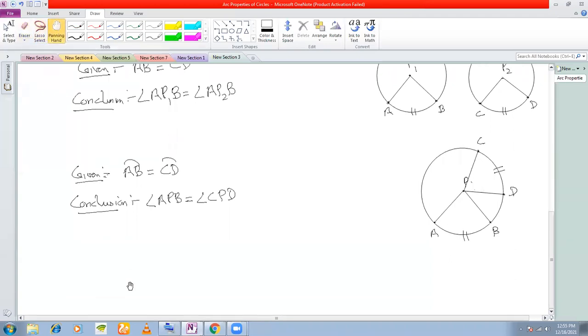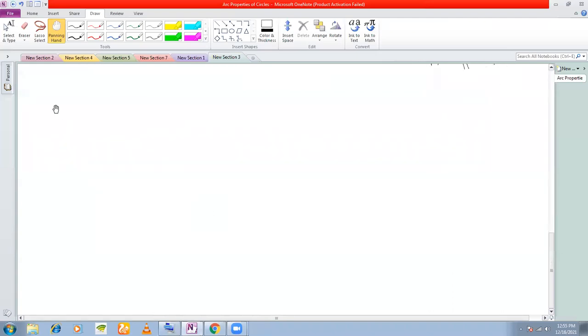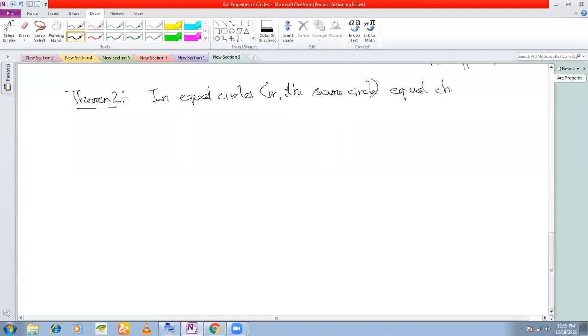Okay. Second theorem from arc properties. This theorem relates a chord with an arc. So the theorem is: in equal circles or in the same circle, equal chords cut off equal arcs. Equal chords cut off equal arcs.